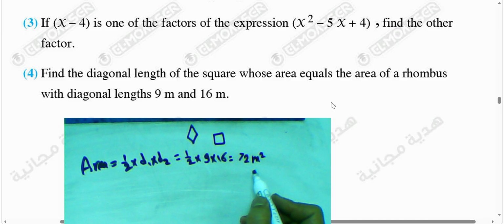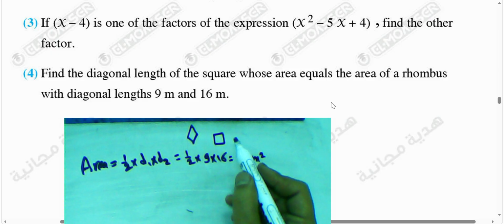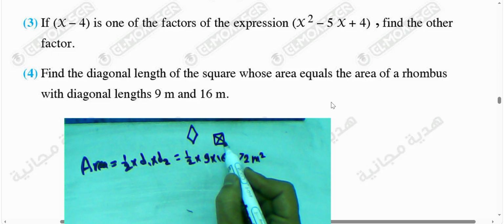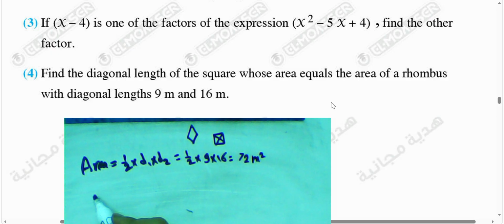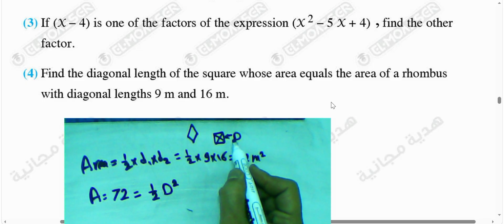The area will be 72 square meters. It's the area of the rhombus. And now we want to find the diagonal of the square. We know the area was 72. They are equivalent. The area of a square is half the diagonal to the power 2. This line segment D here refers to the diagonal.